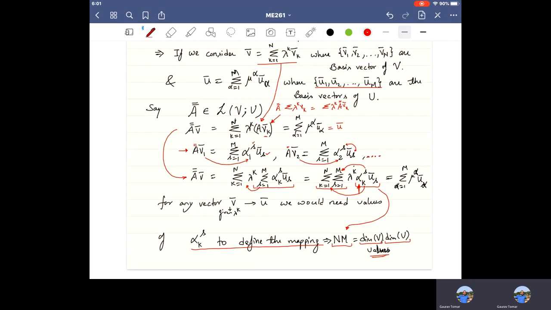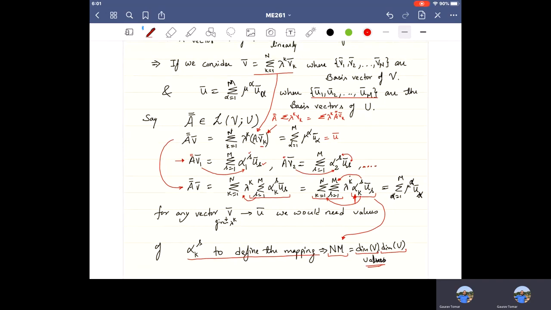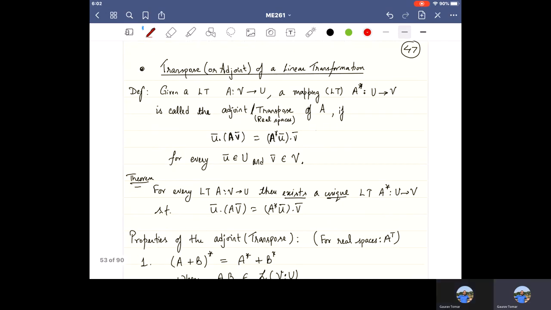So from here you can conclude that the dimension of the vector space of all the mappings from V to U will be equal to the dimension of V times the dimension of U. As I said, this is a quick way of seeing it. It's not a very formal proof. A formal proof can be constructed on similar lines.